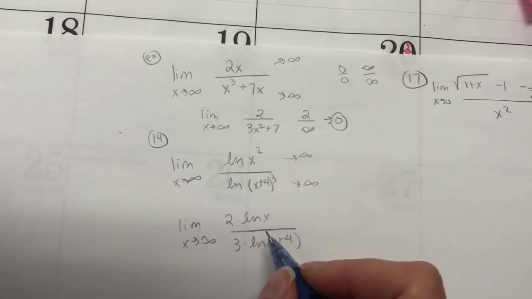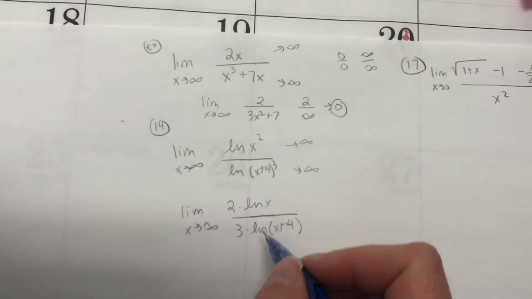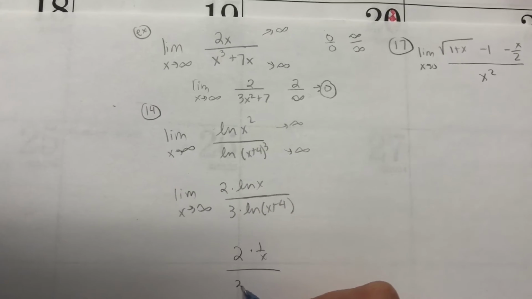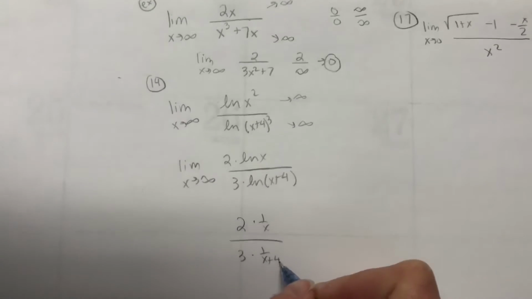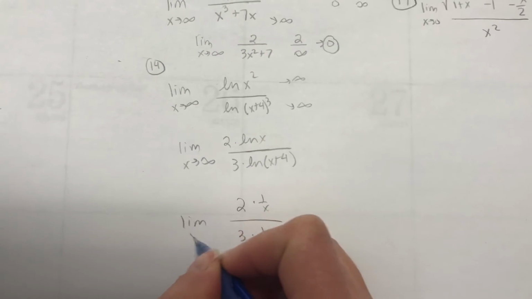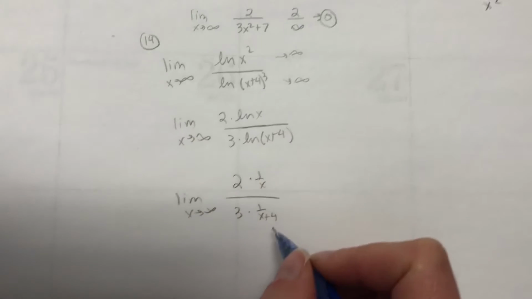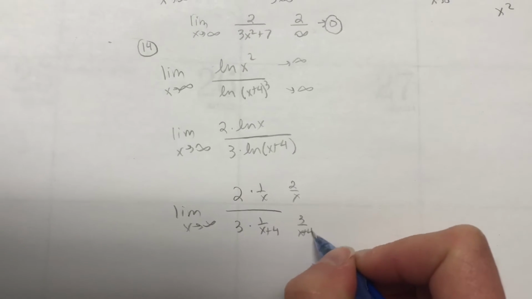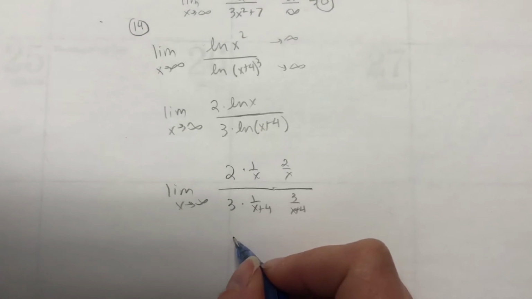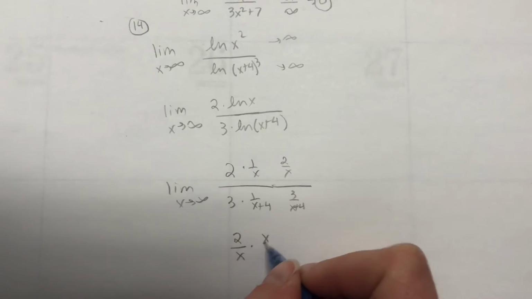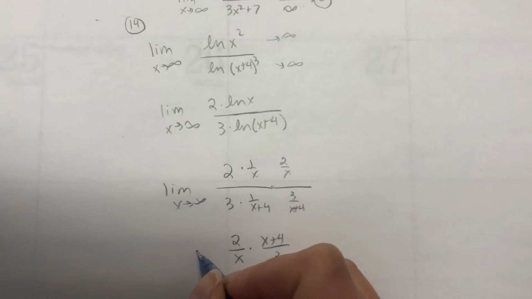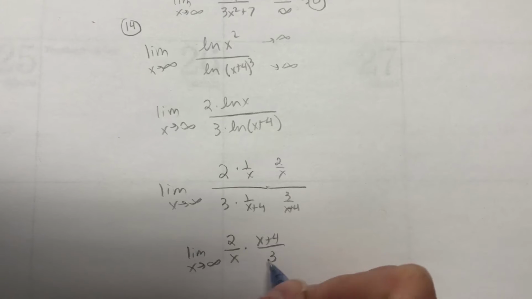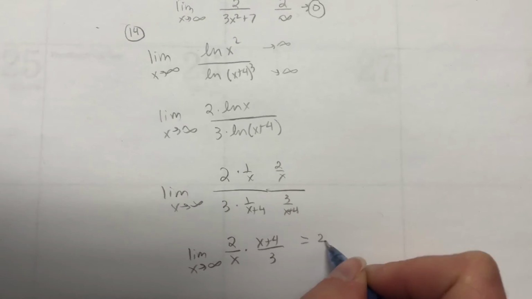So now when we take the derivative of this, we would get 2 times 1 over x over 3 times 1 over x plus 4. And let's just simplify this. So this is really 2 over x, and this is really 3 over x plus 4. And then if you're dividing them, can't you flip and multiply? And then now you can see that the bottom and the top will tie here. So you're going to take the ratio of the coefficients, and it's 2/3.